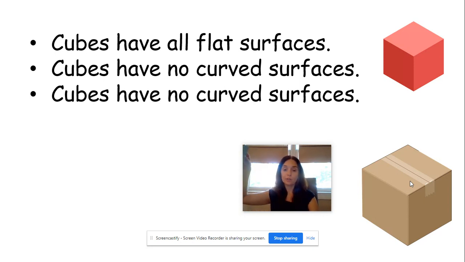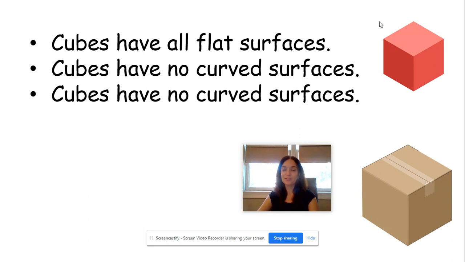And I have a cube here. It's a tissue box. It's also shaped like a cube, right? Now, cubes have 6 flat surfaces. Okay, I'm going to use my tissue box and we can count the flat surfaces. 1, 2, 3, 4, 5, 6. Cubes have 6 flat surfaces.